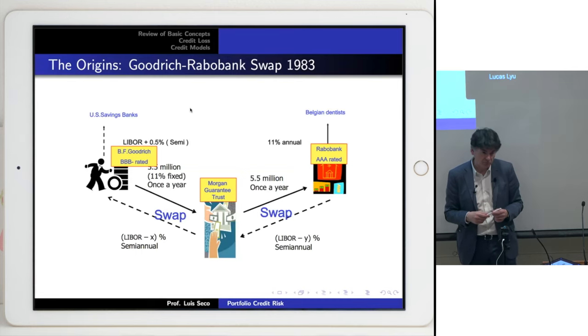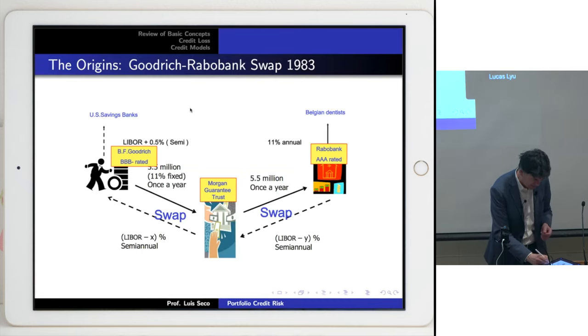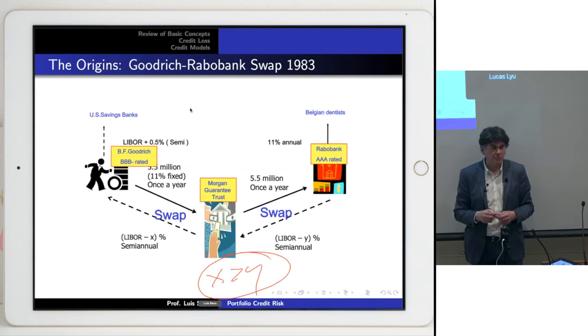I wouldn't say that this was an example of arbitrage, but as long as X is bigger than Y, this deal is probably worth making. Okay? Good. So we're done. I think we understand this very well. And the question that remains is, yes, X should be bigger than Y. This is what Morgan wants, but what should that be?